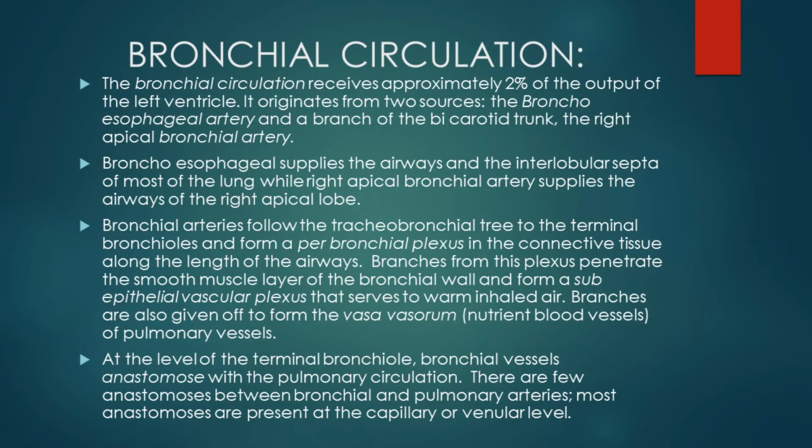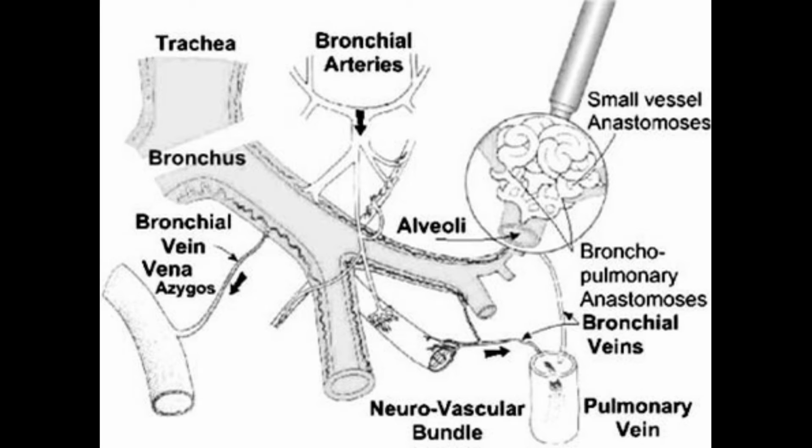As we know, after the terminal bronchioles, alveoli are present. So at the level of terminal bronchioles, bronchial vessels anastomose with the pulmonary circulation. So bronchial vessels will continue or intermingle with the pulmonary circulation which is present around the alveolus. Only a few anastomoses are present between the pulmonary and bronchial arteries, while most of the anastomoses are present between the bronchial and pulmonary capillaries or at the venular level.